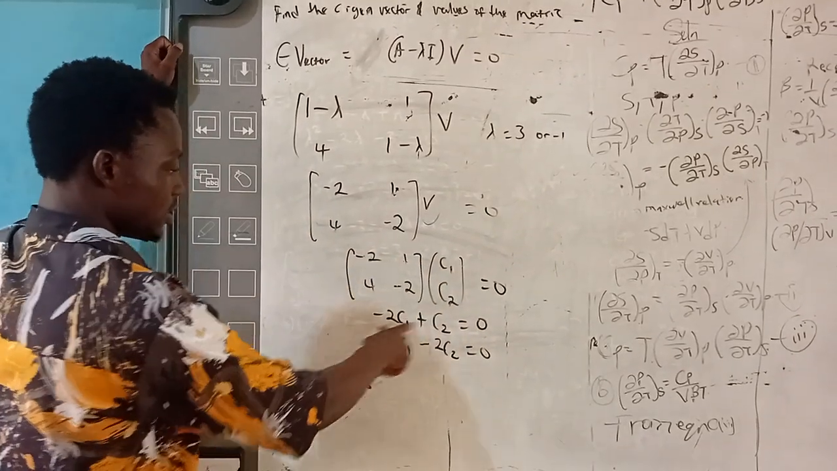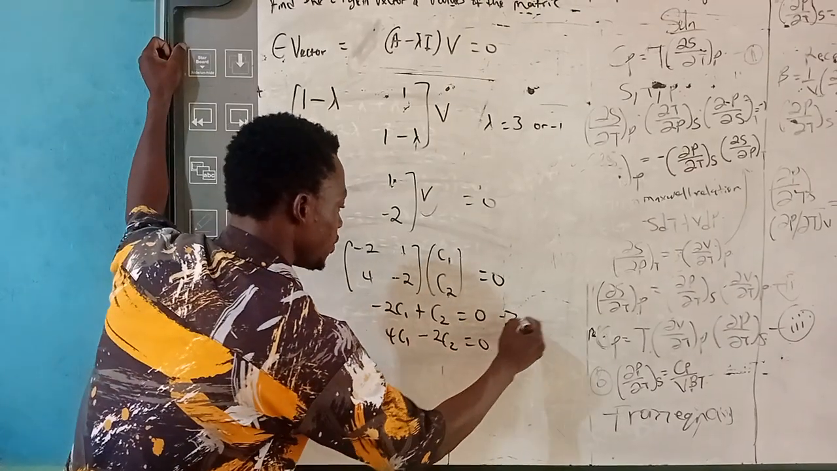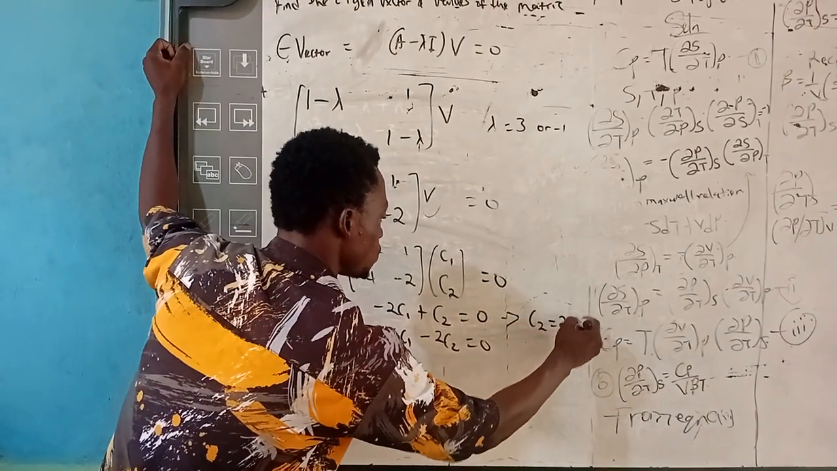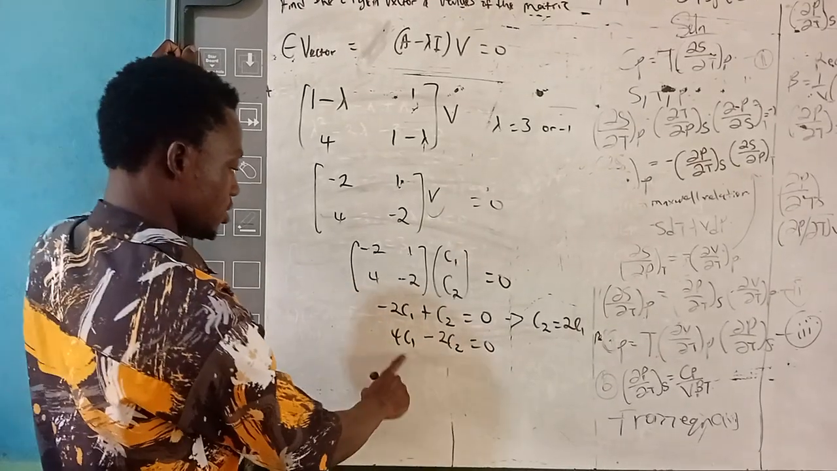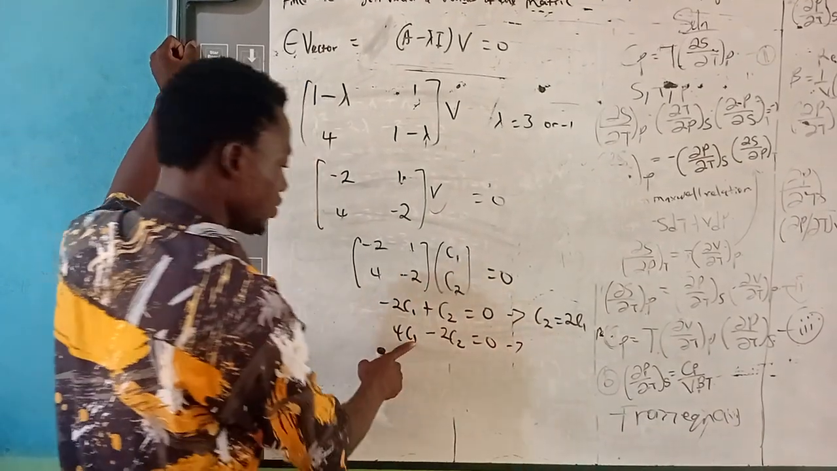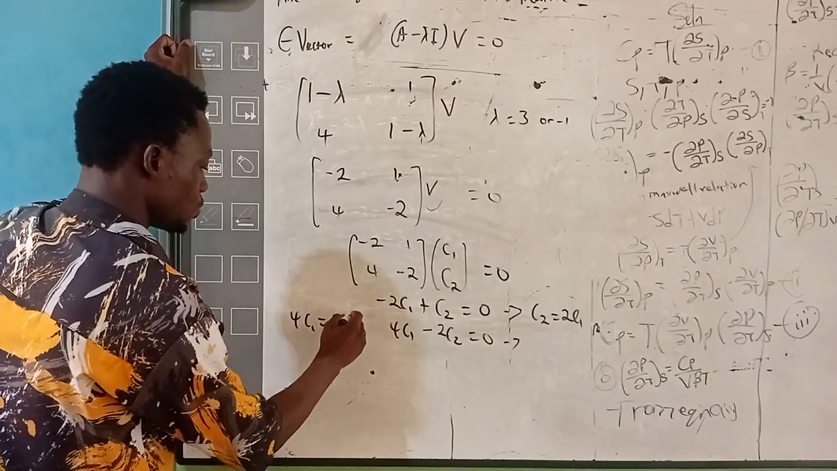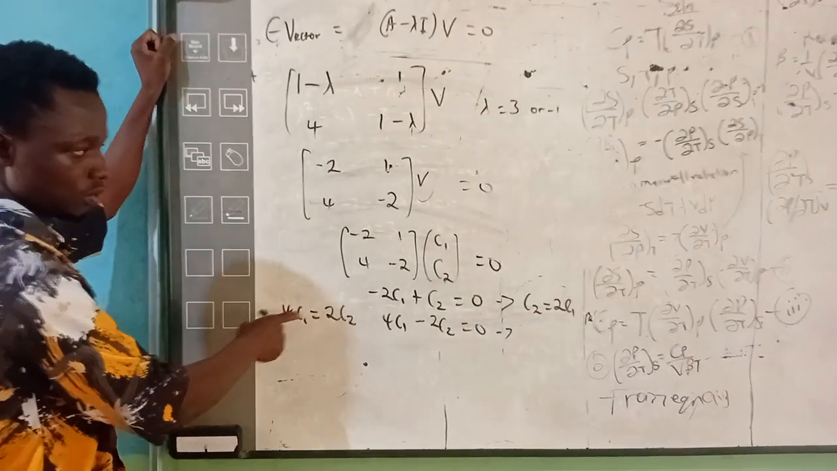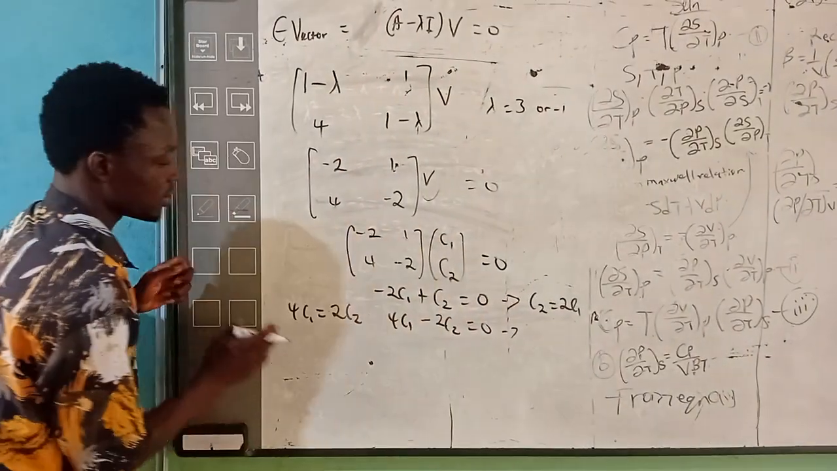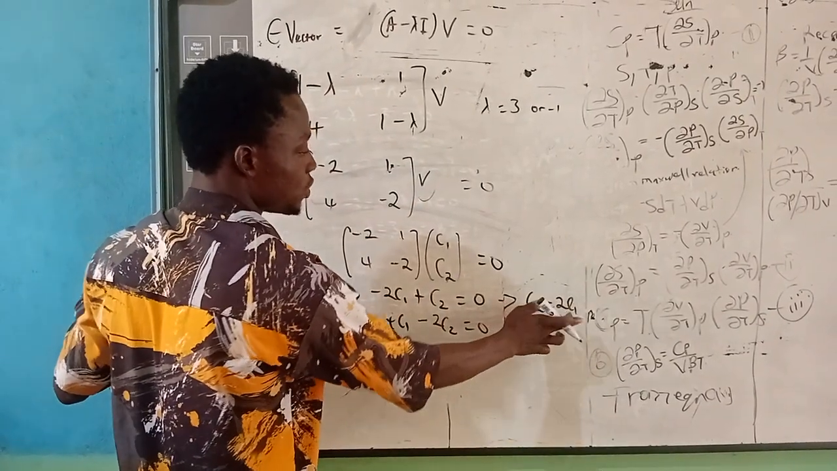Now if we solve this, here we'll be having C2. This gives us C2 equals 2C1, right? The same thing also happens here: 4C1 equals 2C2. This one is 4C1 equals 2C2. So if we divide by 2, we still have C2 equals 2C1, which is still the same thing. Now, by testing for lambda equals 3, we have C2 to be 2C1.